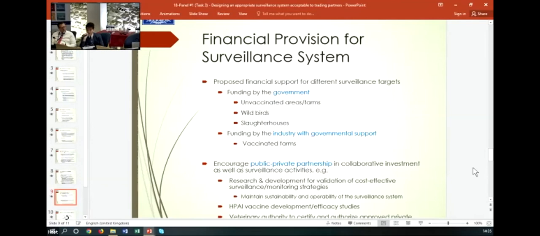And to relieve the burden on the laboratory capacity of official laboratories for HPAI surveillance testing, veterinary authority may also consider to certify and authorize approved private laboratories to carry out relevant testing for surveillance purposes. There should be more areas in AI surveillance that public-private partnership could take a role, and I will leave it for your further discussion later.